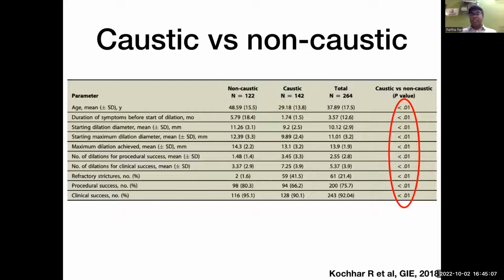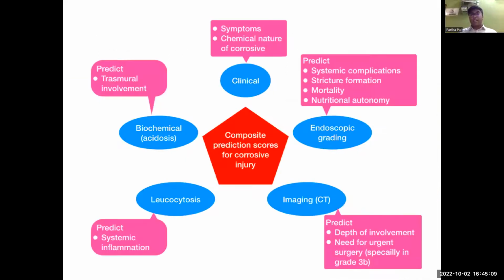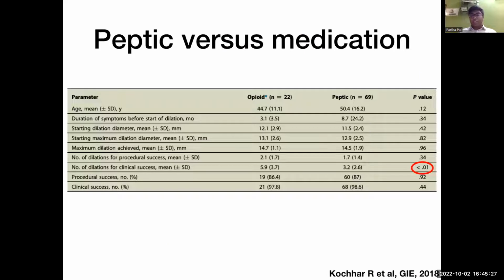Usually the caustics are more likely to be refractory, and whether it becomes refractory or not, you can decide at the onset of corrosive injury, because if the patient is having acidosis at onset or a CT showing transmural involvement, they may become refractory. Also, if the endoscopic Zargar's classification is very high grade, then most likely they will become refractory.